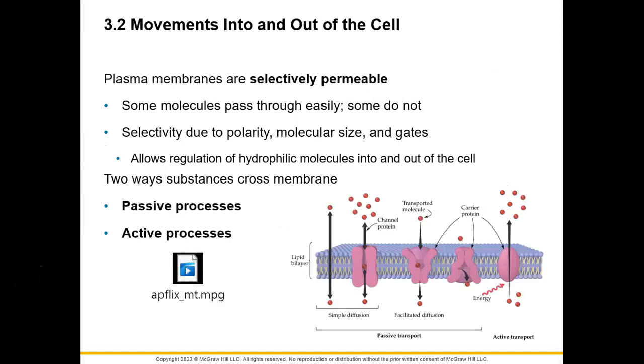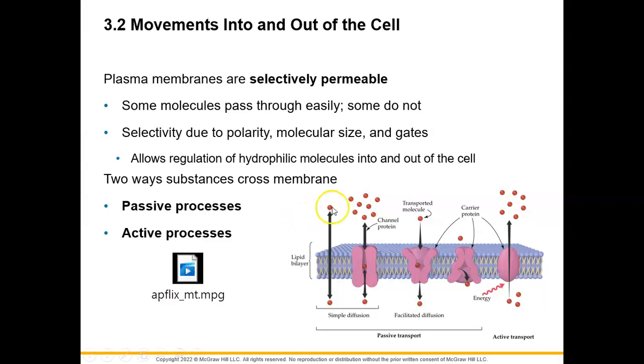Plasma membranes are selectively permeable. Some molecules pass through easily, some do not. Selectivity is due to polarity, molecular size, and the presence of gates. It allows regulation of hydrophilic molecules into and out of the cell. There are two ways substances cross the membrane: active processes and passive processes.